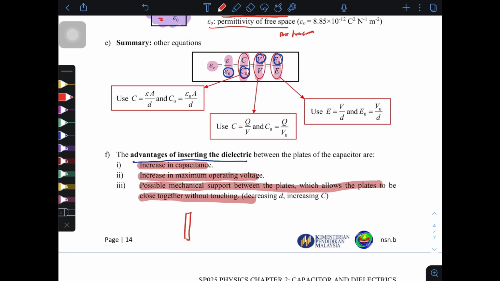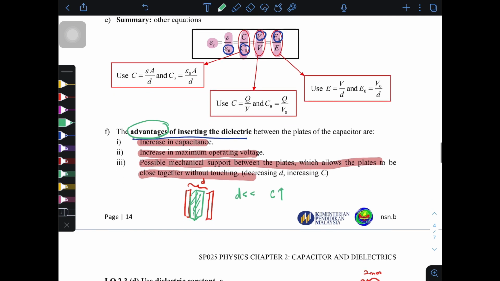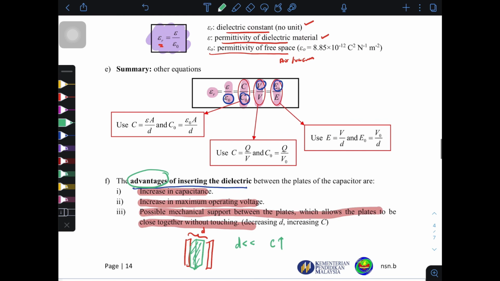okay, kita ada 2 plate yang jaraknya sebagai D. So, bila kita masukkan dielectric materials, menyebabkan D-nya semakin berkurang. So, bila D semakin berkurang, C semakin meningkat. Okay, so this is 3 advantages of inserting a dielectric material. So this is among the famous questions. Alright, so that's for the last subtopic in chapter 2. Thank you. Next, kita akan tengok kepada example.